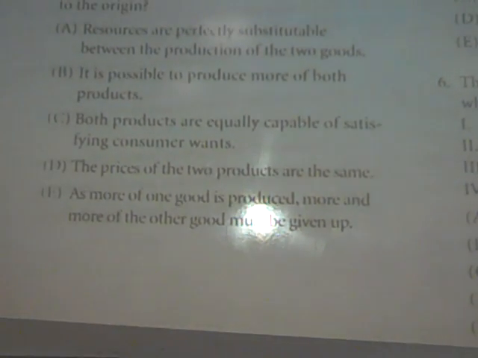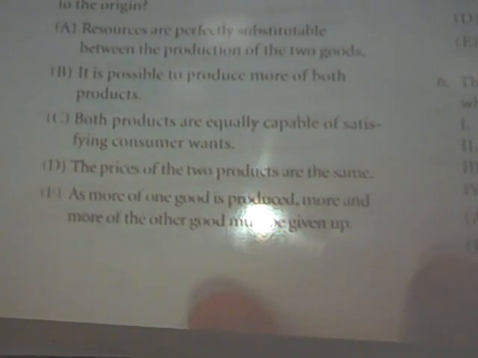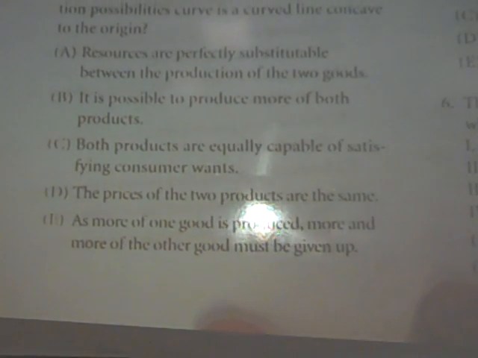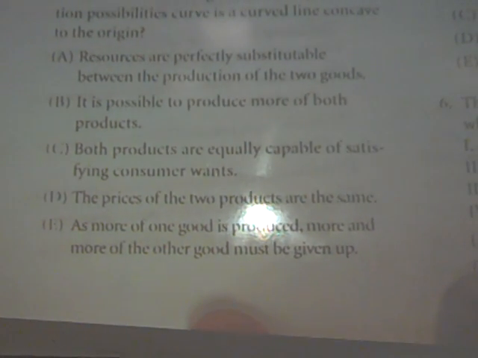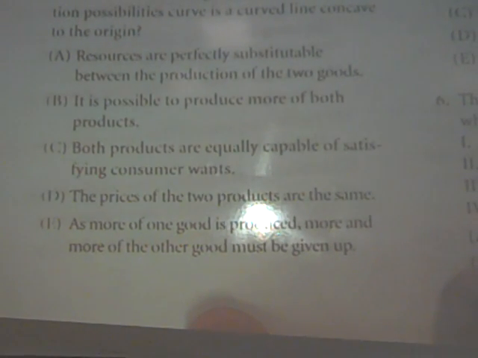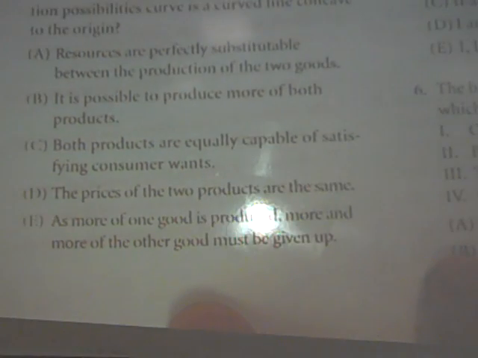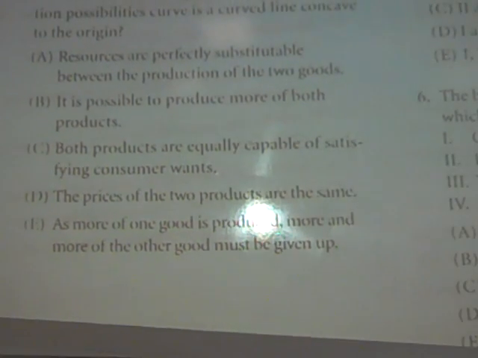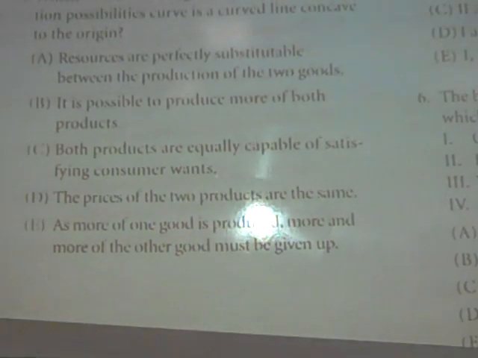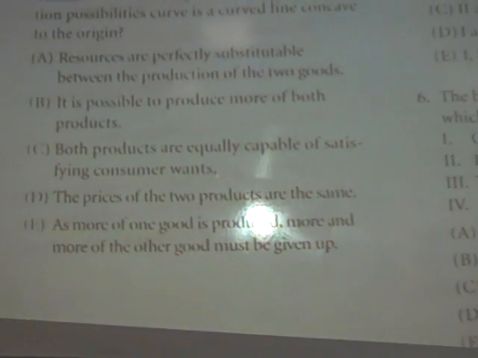Okay, which of the following is true if the PPC, sometimes they call it the PPF, the Production Possibilities Frontier? Don't be bothered by that. It's both a frontier, an outward limit, and a curve. So it's the PPC or the PPF. Is a curved line concave to the origin? So I'm going to swing over to the board and draw one, because why not draw one? It won't take me very long, and it will help me maybe answer this question.